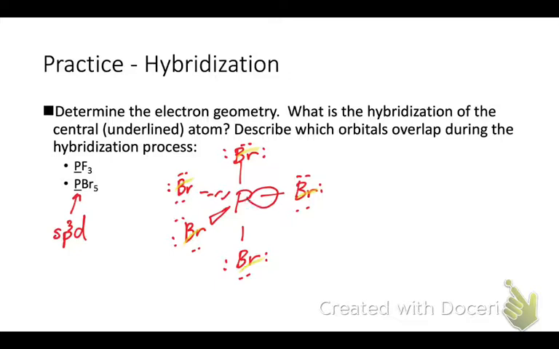So phosphorus is using sp3d here, sp3d here, sp3d here, sp3d here, and sp3d here. And bromine will use its atomic orbital, which will be 4p for this bromine, 4p for this bromine, and so on for the rest of them.